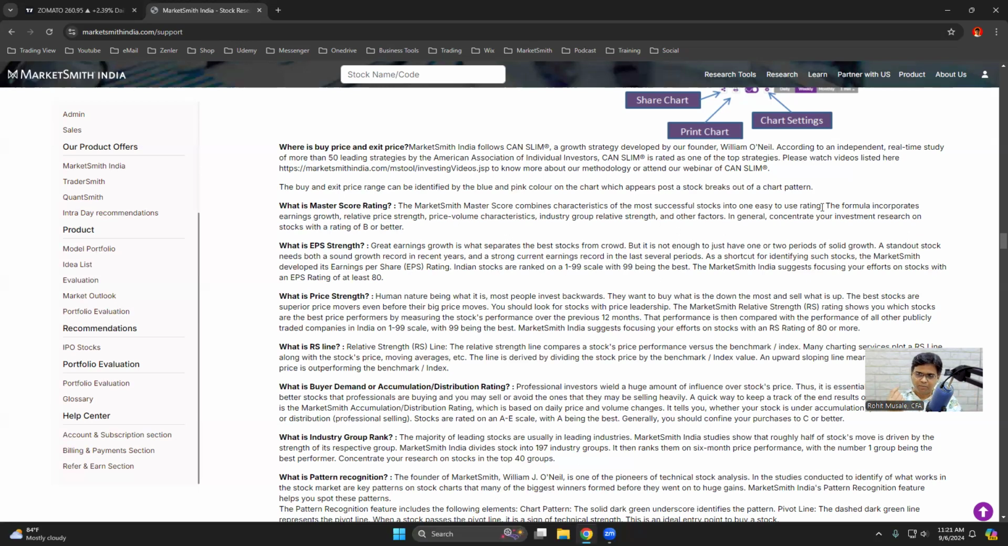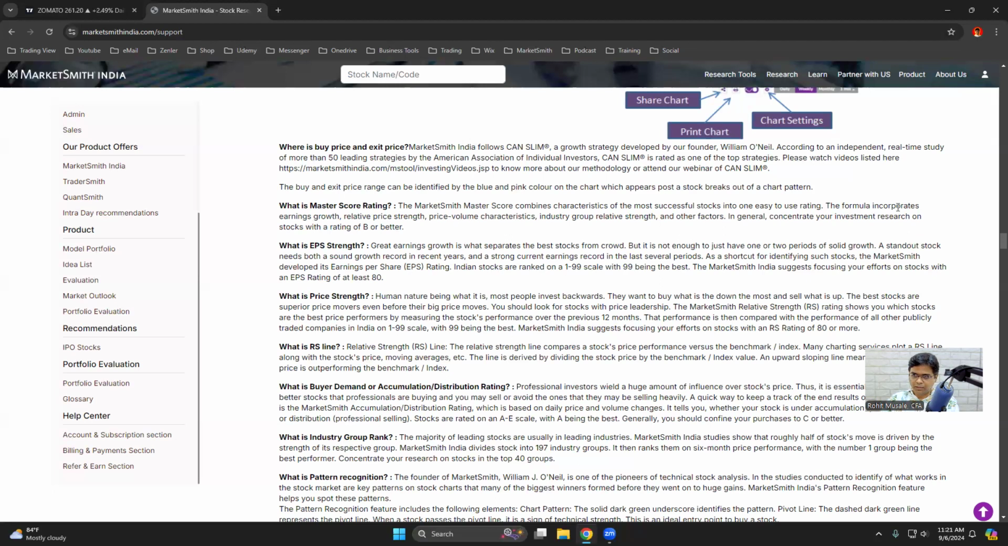So it's like a single measure. Once you look at that measure, that tells you whether the stock is worth investigating further or not. It doesn't mean you have to buy. What it means is that you stay away from the stocks which don't have a proper master score rating.